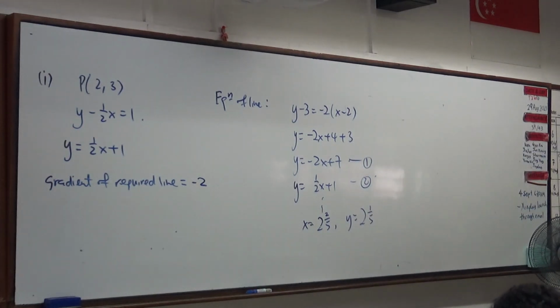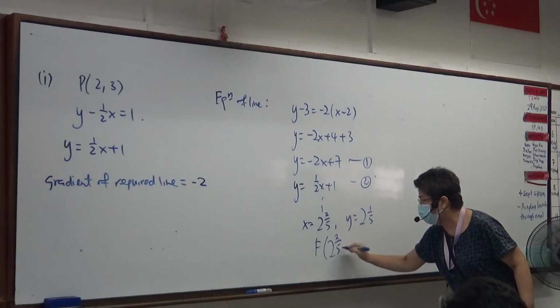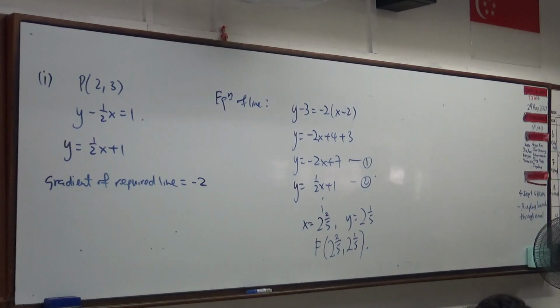x will be 2/5, y will be 2 1/5, but the question asks for what? The question asks for what? Coordinates of F, right? Okay, if they want coordinates of F, what must I write? (2/5, 2 1/5). This is in coordinates form. Is that clear? Can or cannot? Cannot. Okay, last part. Alright?